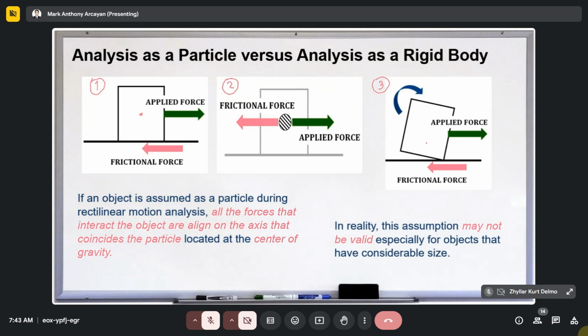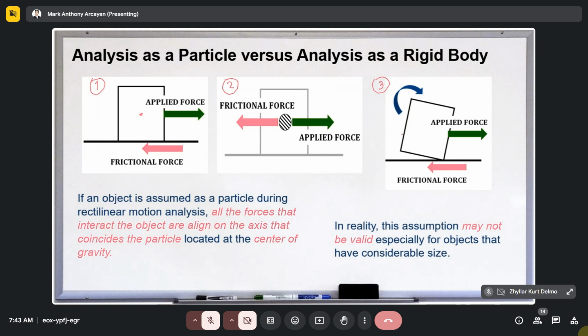Okay, and aside from these two, there are still other external forces that may affect the body, which can overturn this system. So this kind of setup is usually makita nato sa real life, no? Especially for objects whose dimensions are significantly bigger. So of the order of importance. That is why the analysis as a rigid body is very important po.